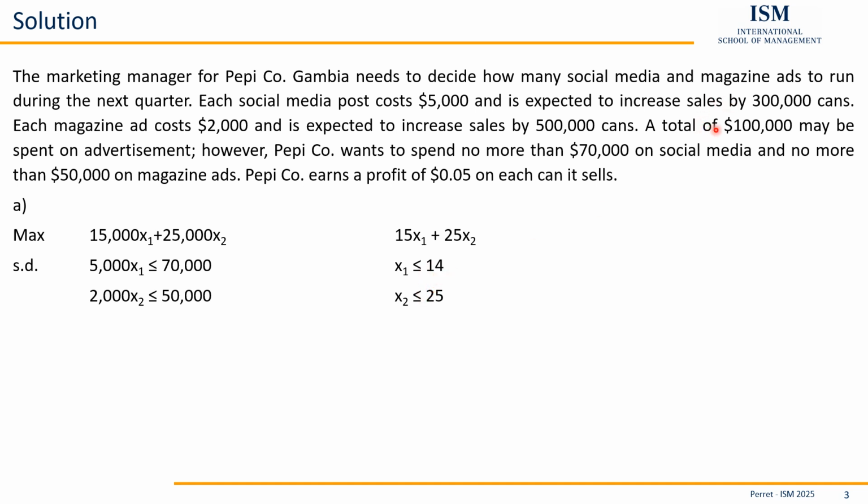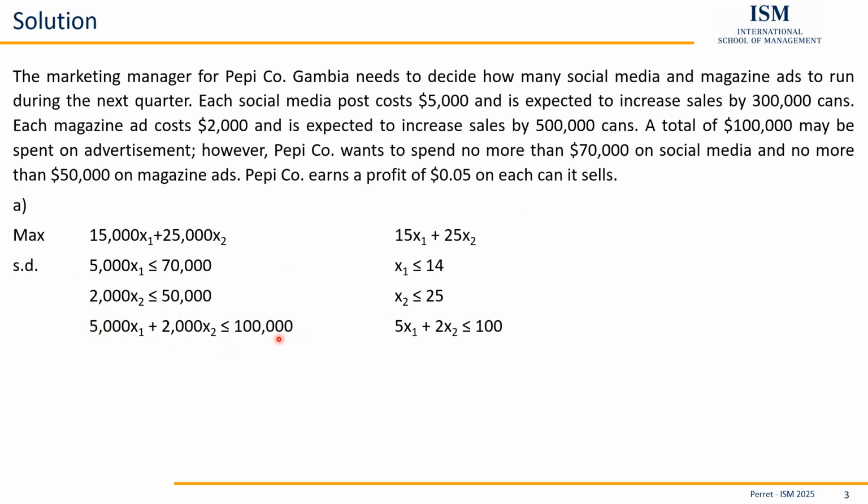So that's the first two, but we have one more. And that's the total budget we have for advertisement. Well, this translates into that the total costs generated by social media, so 5,000 times x1, plus the total costs for magazine ads, 2,000 times x2, should be no larger than 100,000, which is this constraint here.